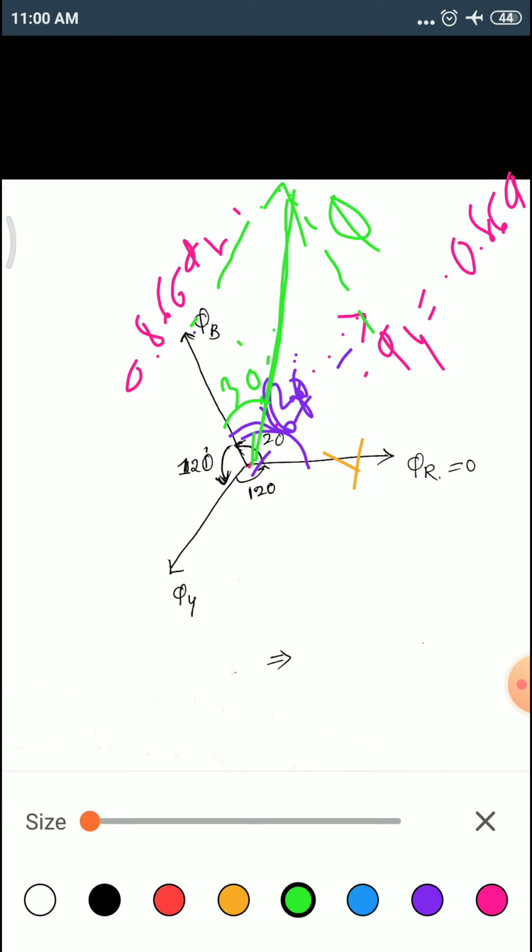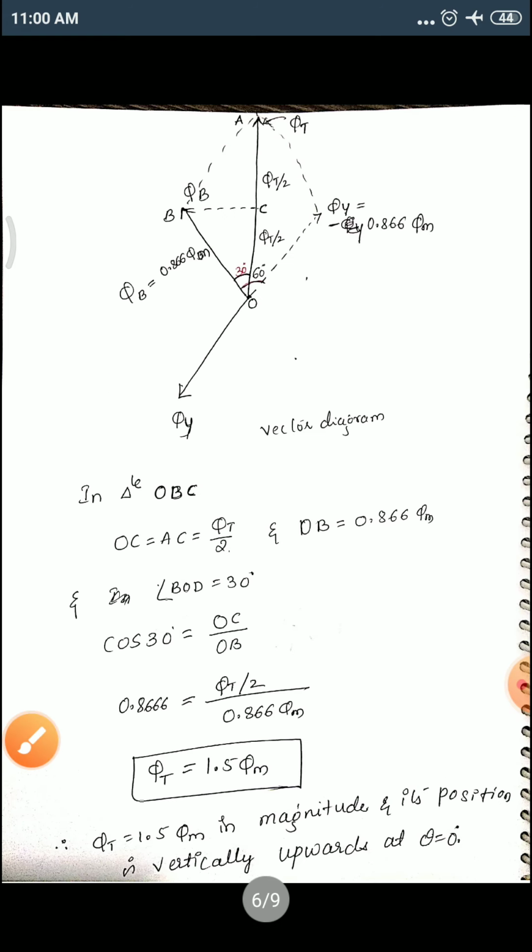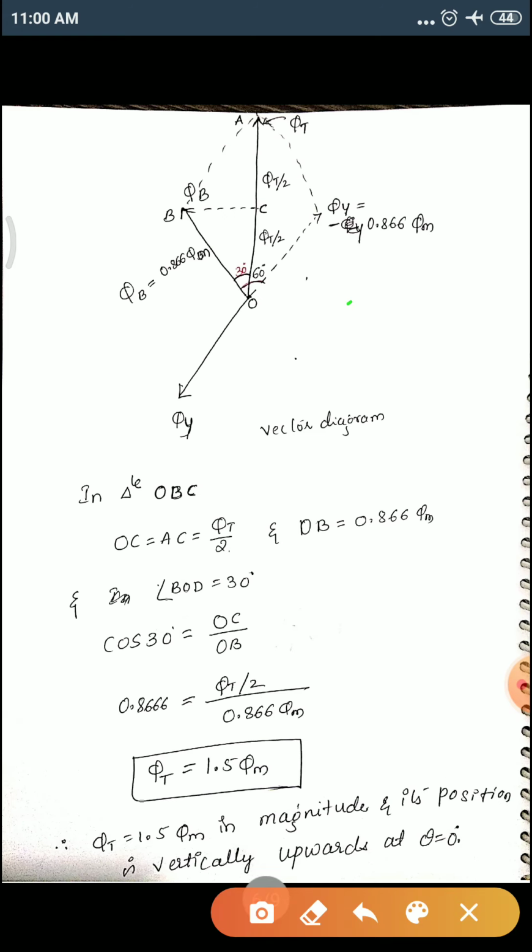This is nothing but your phi t. Phi t is the addition of this plus this. Now we need to get the different values, that is, phi t we have to express. Let's observe here: we have drawn phi r will be 0, so phi y we have extended, right? This is your phi t, so this is the total phi t.